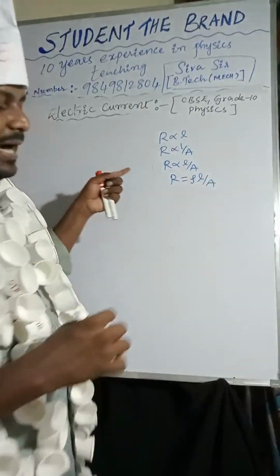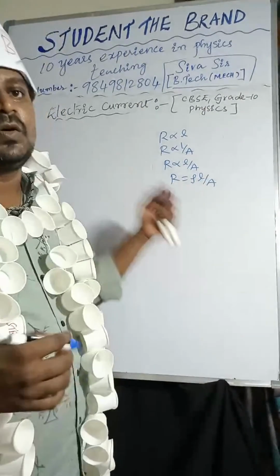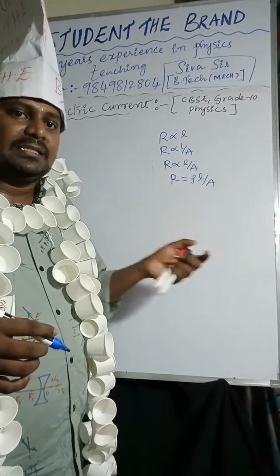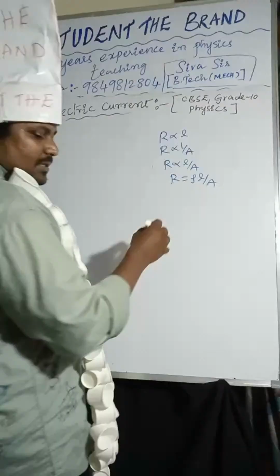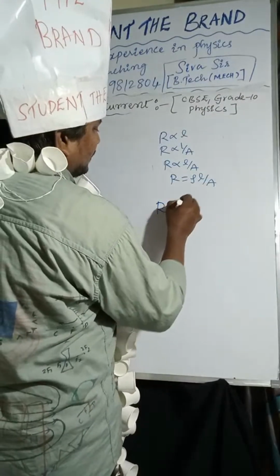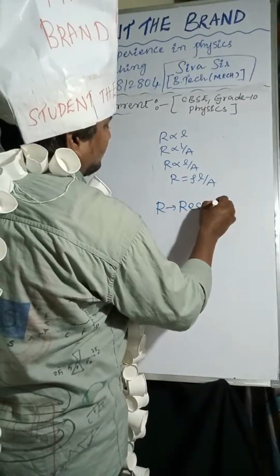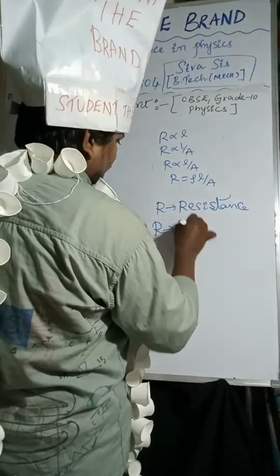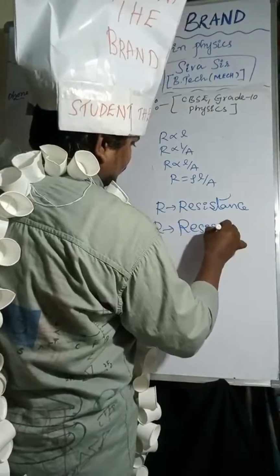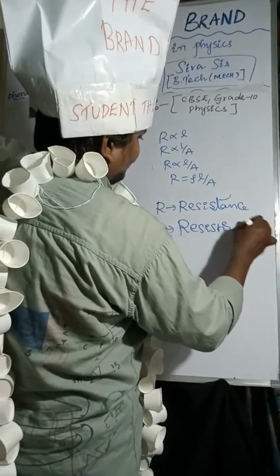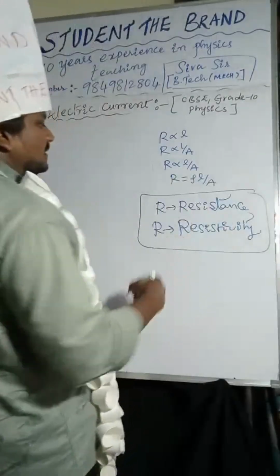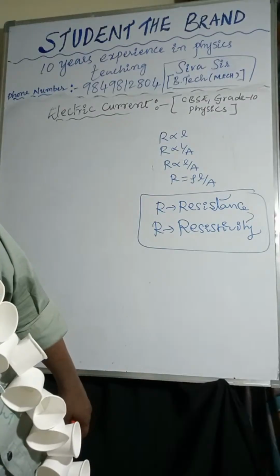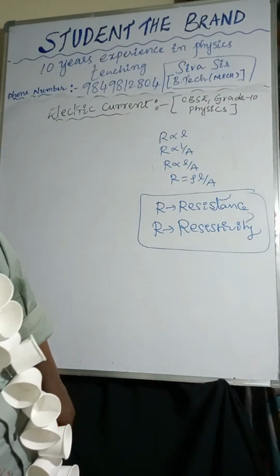So here R is the resistance, rho is the resistivity.